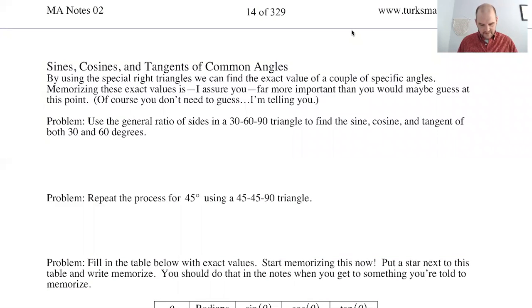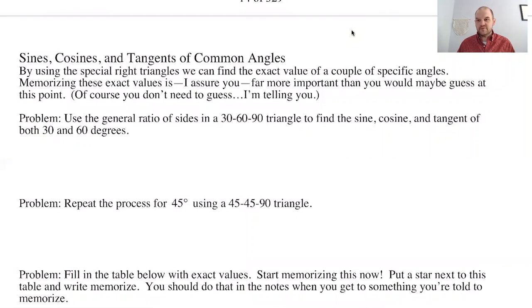All right, we're back. This is page 15 of math analysis, notes 2 specifically. And we're going to do the sines, cosines, and tangents of common angles. So these are things you are going to memorize and you're going to use them like a million times. So you almost can't avoid memorizing them. But every year people try to avoid memorizing them and it's not a good time. So you got to do it.